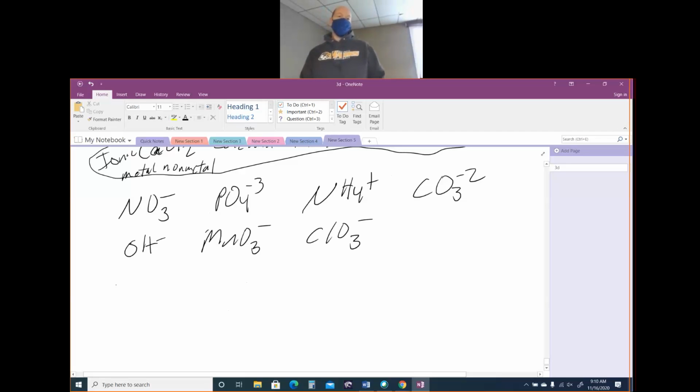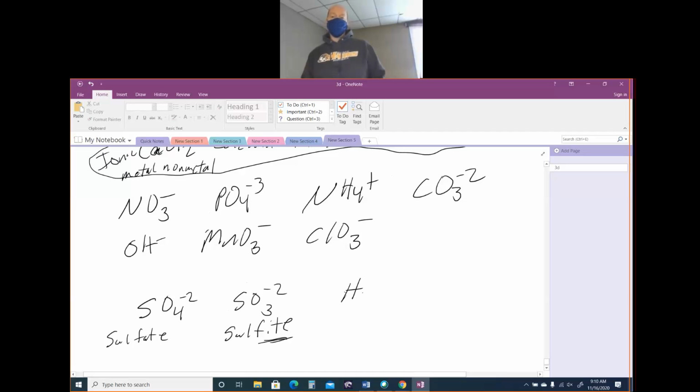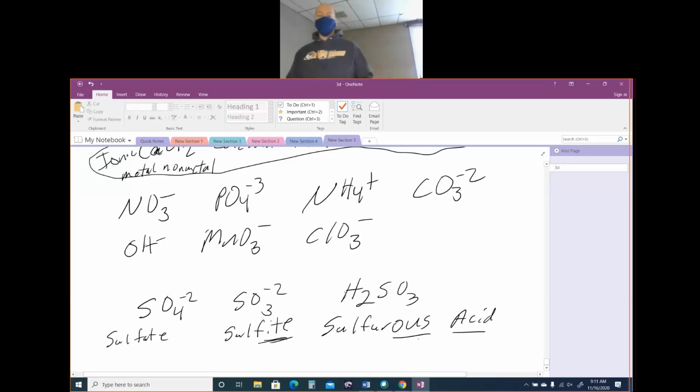And then remember, go back to sulfate, SO4 2 minus. You can also have SO3 2 minus. This is sulfate. When you lose an oxygen, you get sulfite, ITE. And when you make that the acid H2SO3, remember this is not sulfuric acid, now it is sulfurous acid. So the ite goes to the ous acid, the ate goes to the ic acid.